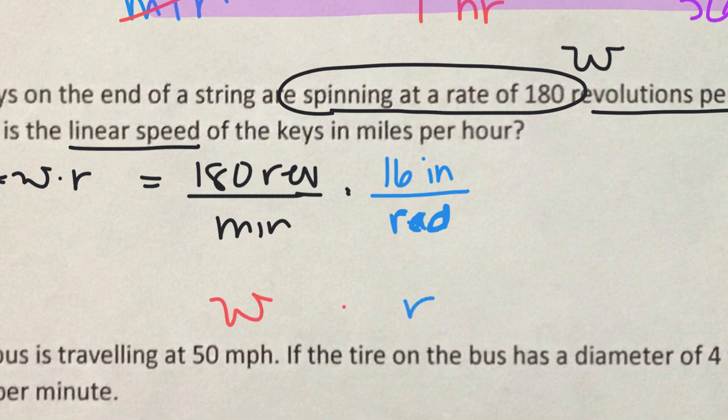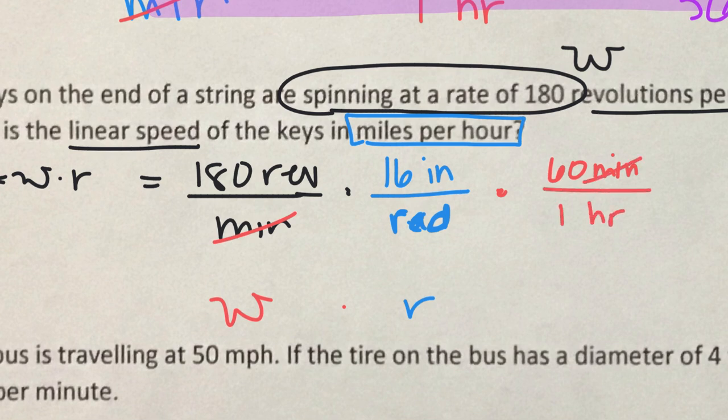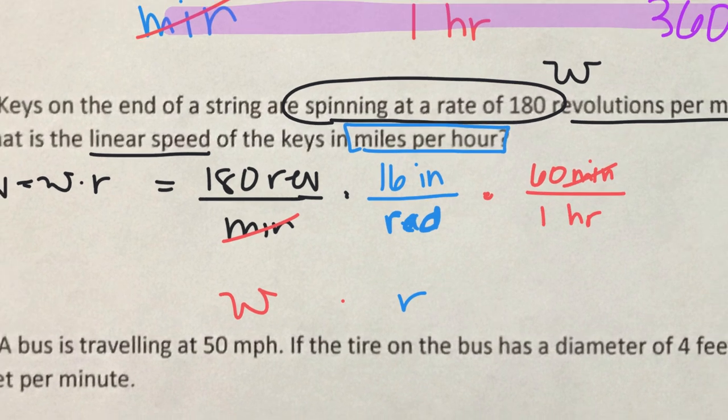Now it's just a matter of converting to miles per hour. The rest of this is all unit conversion. So once again, minutes to hours: there are 60 minutes in every hour. That's probably a pretty easy conversion for most of you.